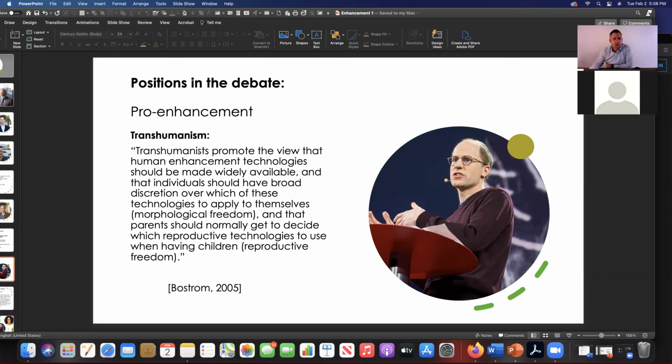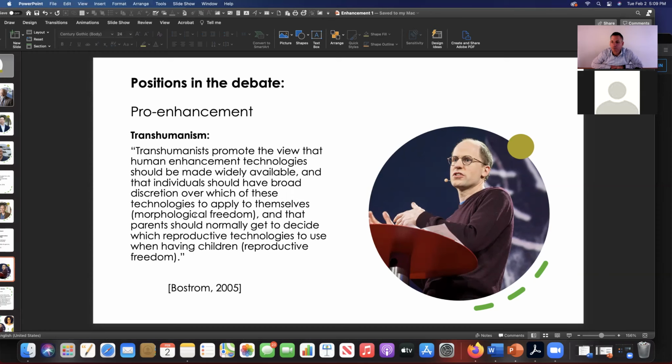So, quote, this is a passage from Bostrom: transhumanists promote the view that human enhancement technologies should be made widely available, and that individuals should have broad discretion over which of these technologies to apply to themselves. Sometimes this is called in the literature morphological freedom. And that parents should normally get to decide which reproductive technologies to use when having children. Okay, and this would obviously support the idea of reproductive freedom.